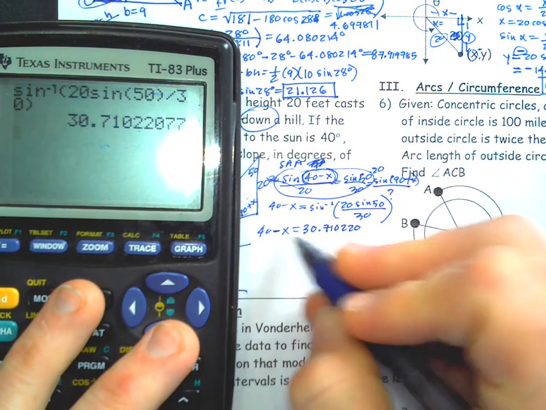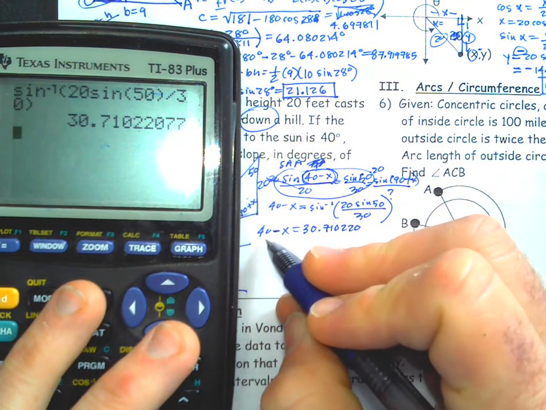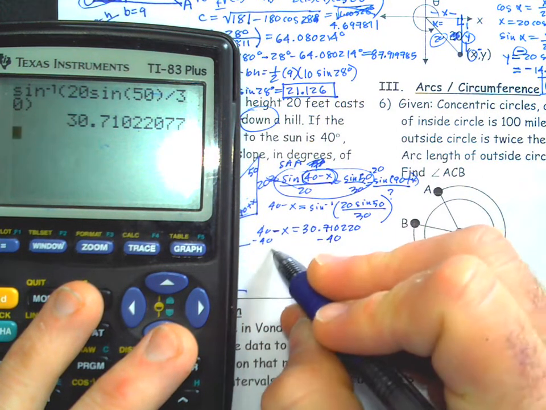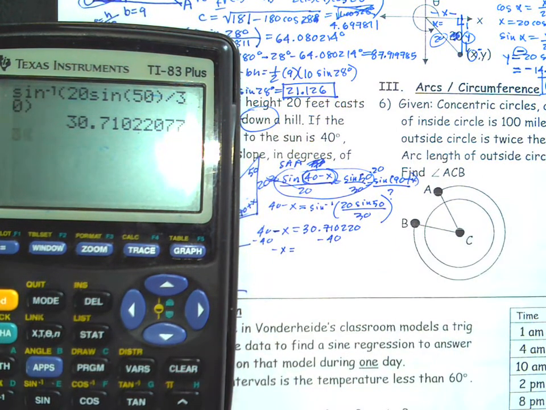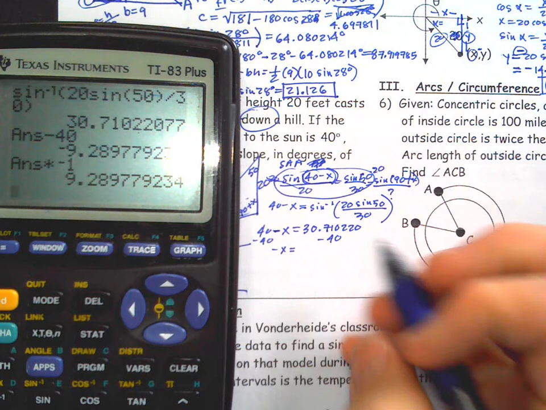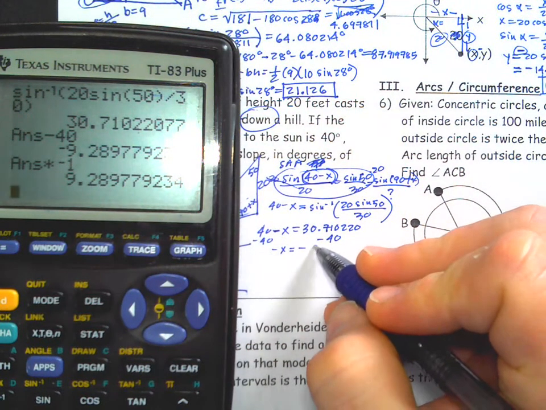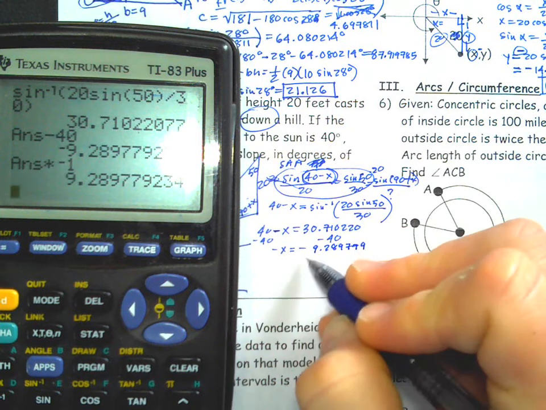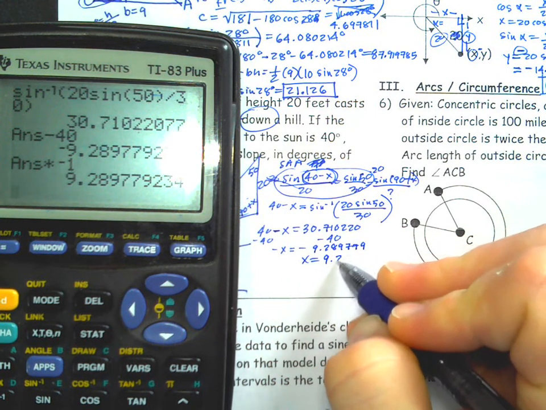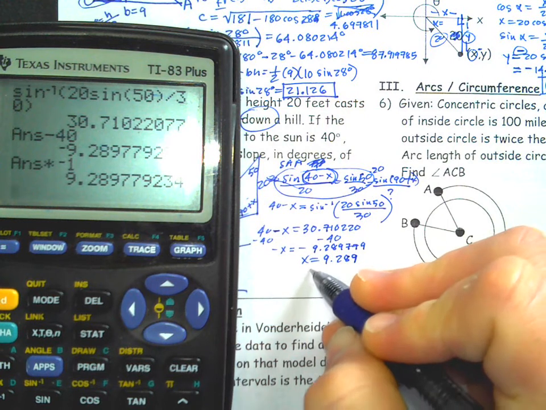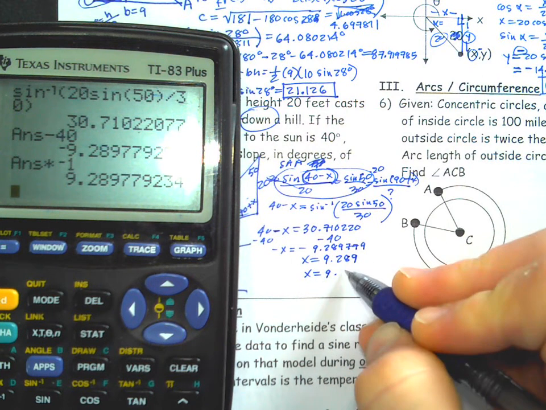Now, be careful. I mean, we could subtract 40, I guess. And that's going to be negative x. So our previous answer, 30.71, minus 40, times negative 1. So x equals positive 9.289, or x equals 9.290.